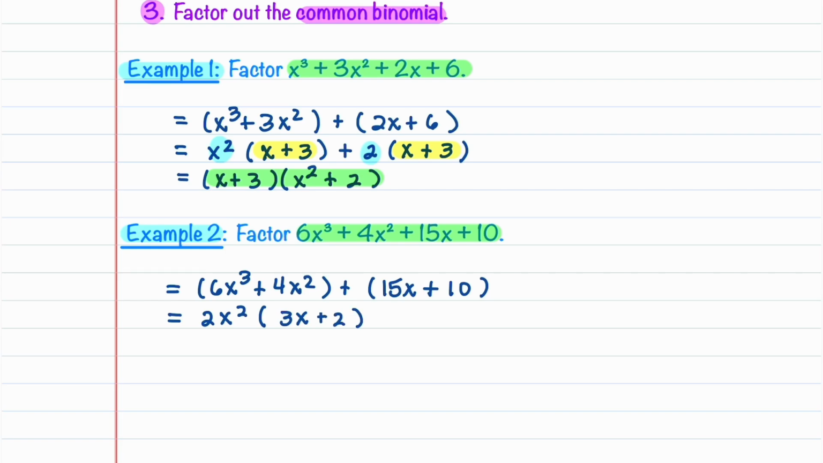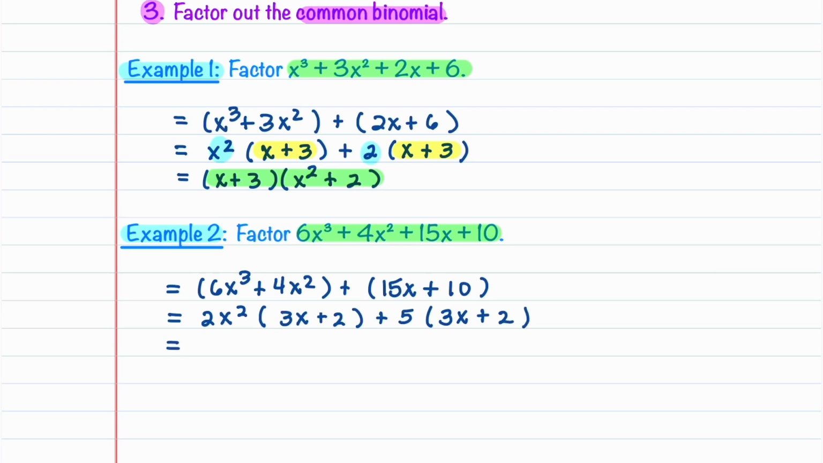Now let's look at our second group. We only have a constant common to both of those terms, and the constant that's common to both of those terms is equal to 5, so we're going to pull out a 5. 5 goes into 15 3 times, so we have a 3x left, and then 10 divided by 5 is 2, so we have a 2.